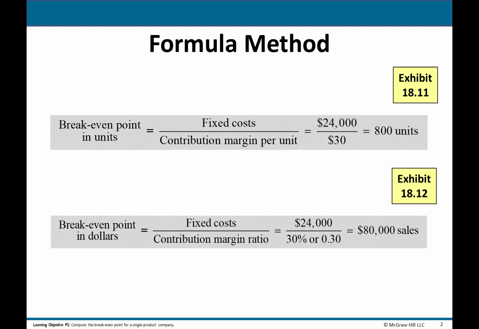The formula method will be a simple formula that we will use to compute the break-even point in units. Fixed costs go on the top, and the contribution margin per unit goes on the bottom. When you divide the two, you'll come out with the break-even point in units. If, on the other hand, you want to compute the break-even point in dollars, you can either take the break-even point in units times the selling price, or you can use the second formula you see on the screen, which is fixed costs divided by the contribution margin ratio. I'll be demonstrating both of them to you shortly.